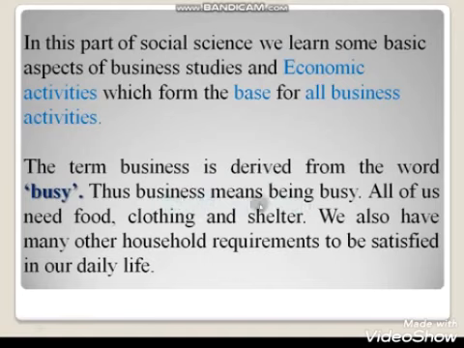We have a house, right? Like all of us need food, clothing and shelter. We also have many other household requirements. Household requirements also we need. Why do we need them? To be satisfied in our daily life. This is very, very important. To be satisfied in our daily life, we need other household requirements also.